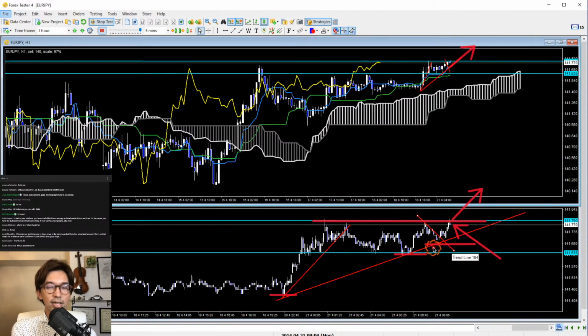Because it changes a lot, right? Tenkan-sen is the short term, Kijun-sen is the mid term, so they change a lot. That means there might be a lot of fakes in these gaps also.